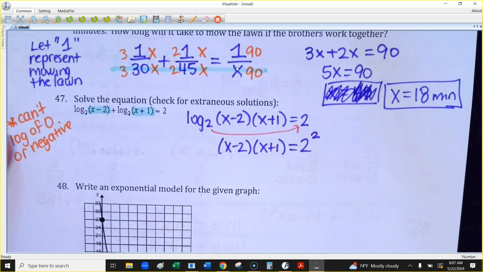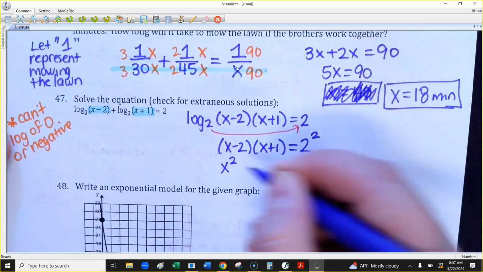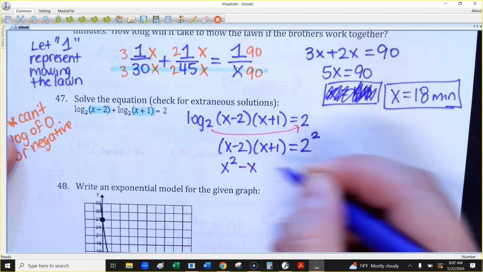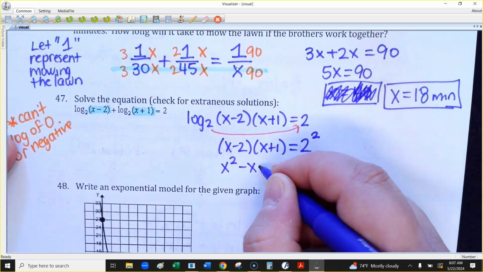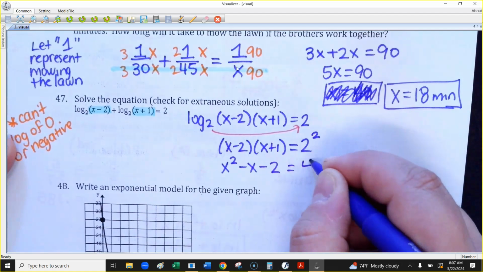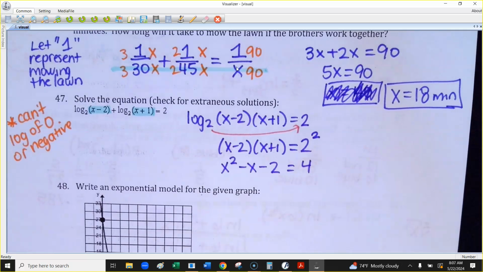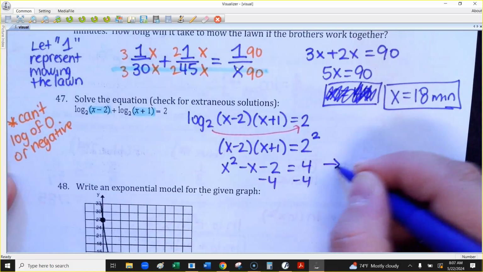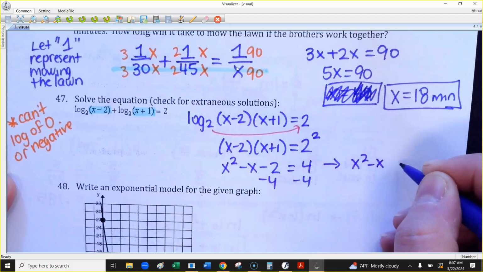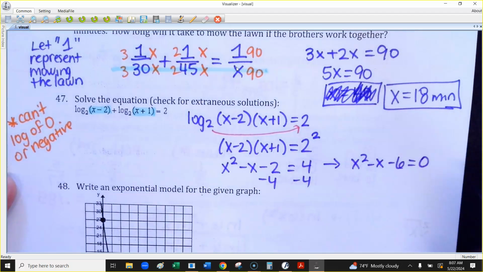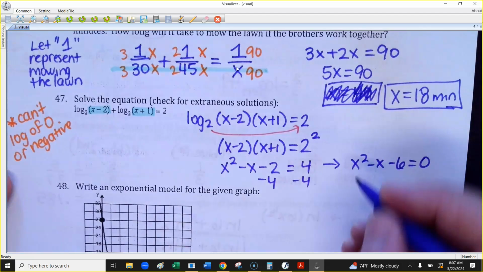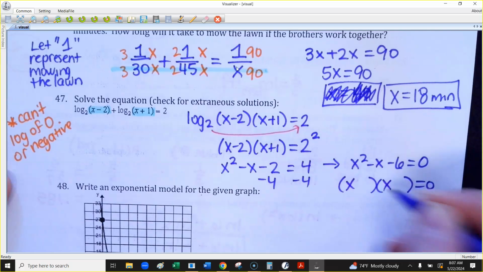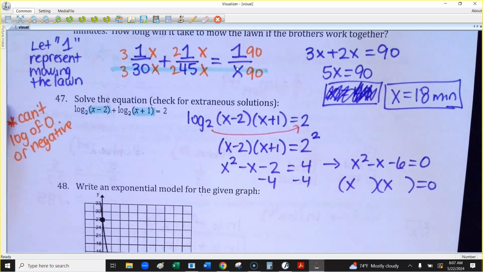Now, on this side, I'm just going to quick FOIL this. We get x squared plus x minus 2x, so it would be minus x, and then -2 times 1 is -2. On the other side, we'll square the 2, that's equal to 4. Subtract the 4 to set this equal to 0. So we've got x squared minus x minus 6 equals 0. Can you think of 2 numbers that multiply to get -6, and the same 2 numbers add to get -1?